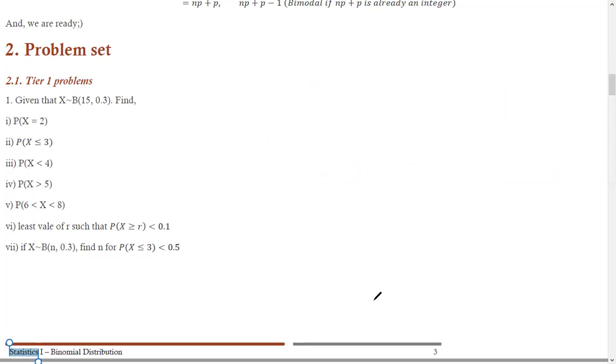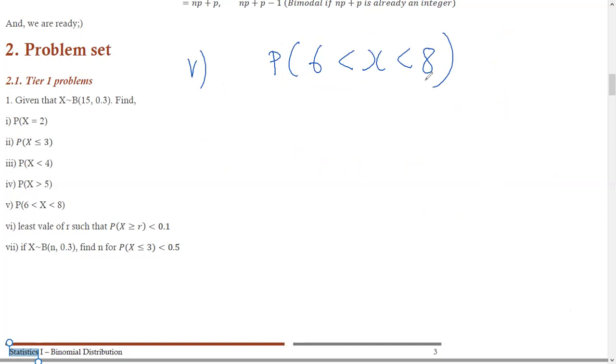Next, moving on. Part 5, we have the other scenario. What if I want to find a sandwich value, P(6 less than or equals to X less than or equals to 8)? How are we going to calculate this value here? Again, the calculator doesn't enable you to find this sandwich value, so we need to break it down.